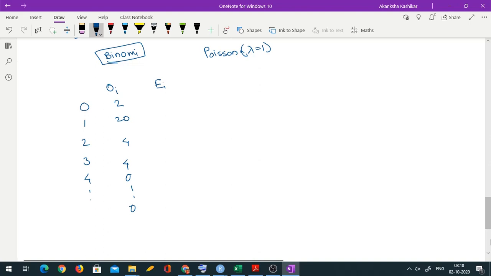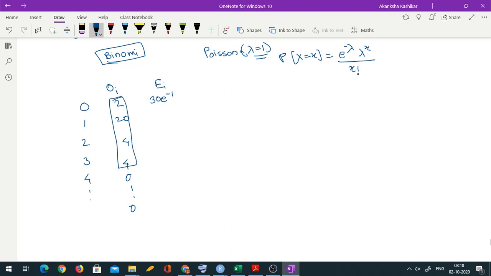Now in Poisson distribution, we know the formula for PMF is probability that X equal to x is e raised to minus lambda, lambda raised to x upon x factorial. And we want to try with lambda equal to 1. So for 0, it becomes just e raised to minus 1. Because lambda raised to 0 is 1, 0 factorial is 1. So this becomes expected probability, but I want frequency. So frequency would become 30 times e raised to minus 1 because total number of observations here is 30.